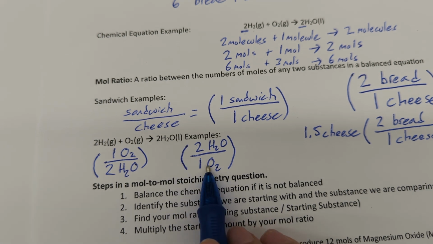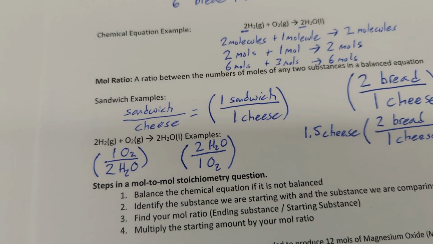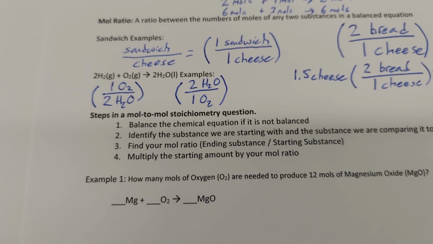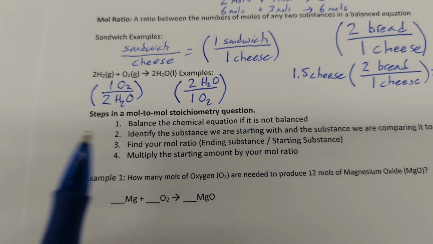Whatever we're starting with will go on the bottom, and whatever we're trying to find will go on top. So now to jump into how to solve a whole mole-to-mole stoichiometry question. I wrote the steps out here, so we have all 4 steps.